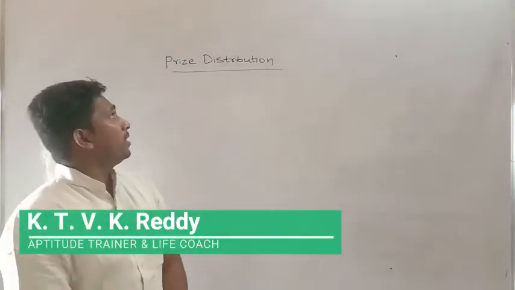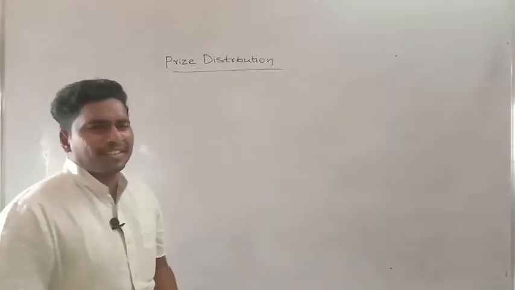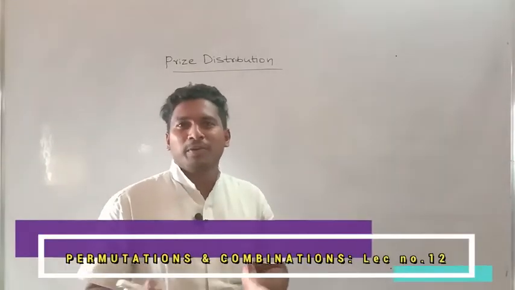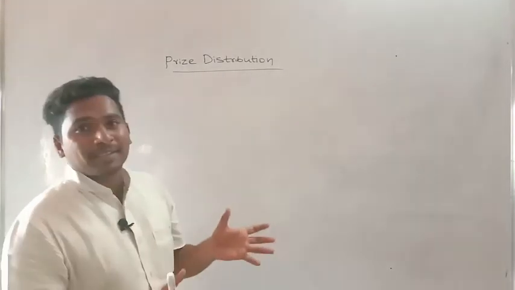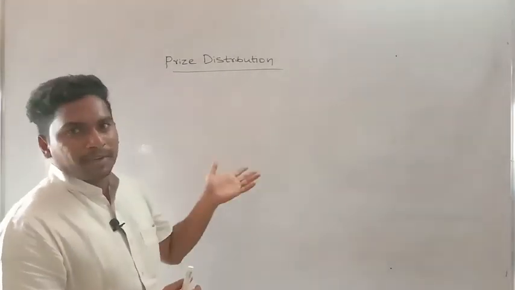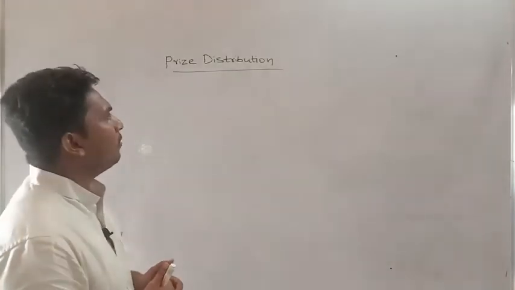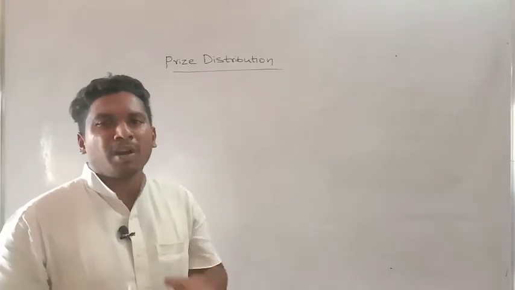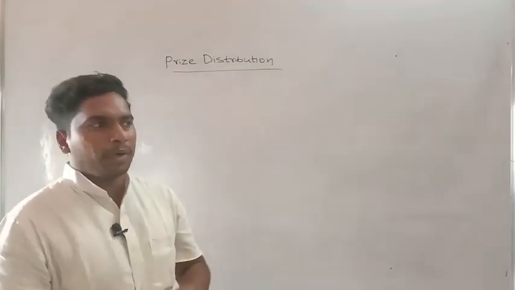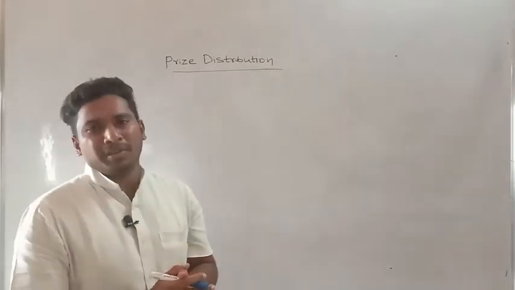Today our topic is price distribution. Here I am not going to give you any prizes, okay? I am just going to discuss a small topic that pertains to permutations and combinations itself. So far, all the topics that we have discussed belong to permutations only. Nowhere have we discussed combinations, right?